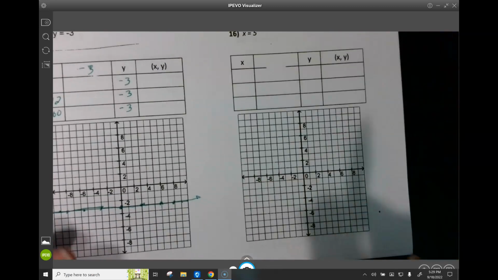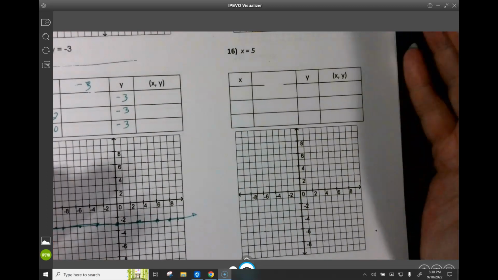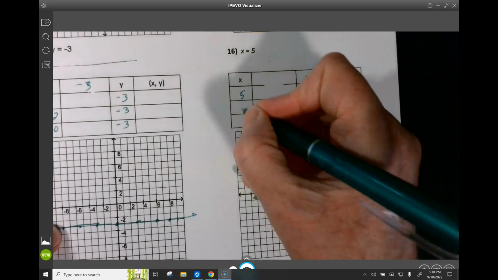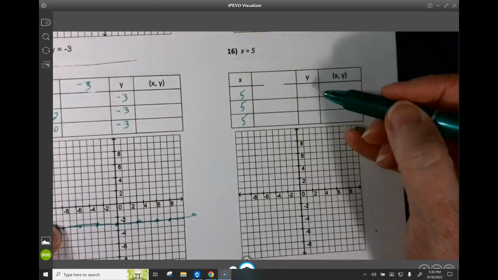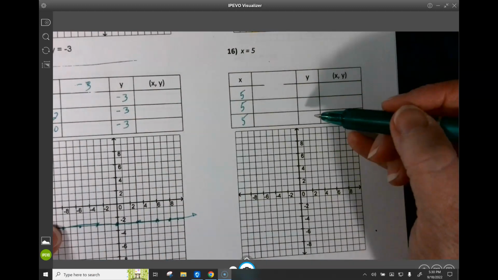Look at 16. X equals 5. So what do you think x is, people? That's right, 5. Now, knowing what we just did over here, what do you think y is? That's right. Anything you darn well please. You can put it in there.